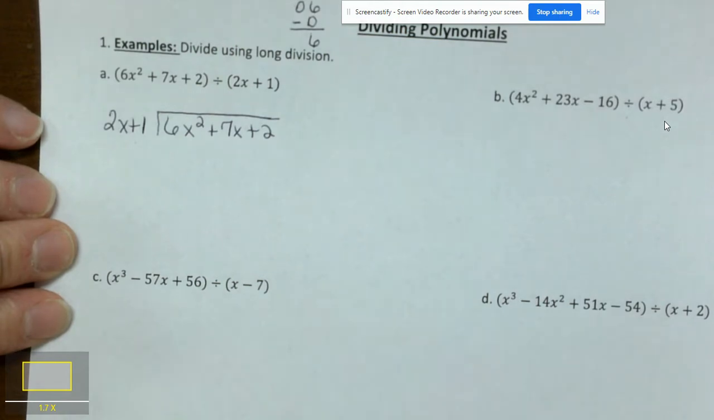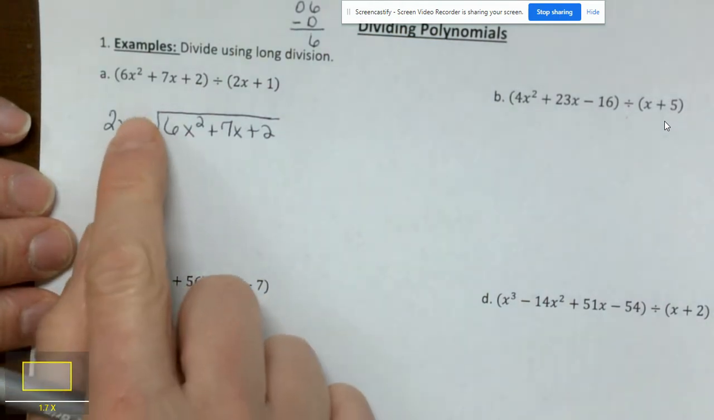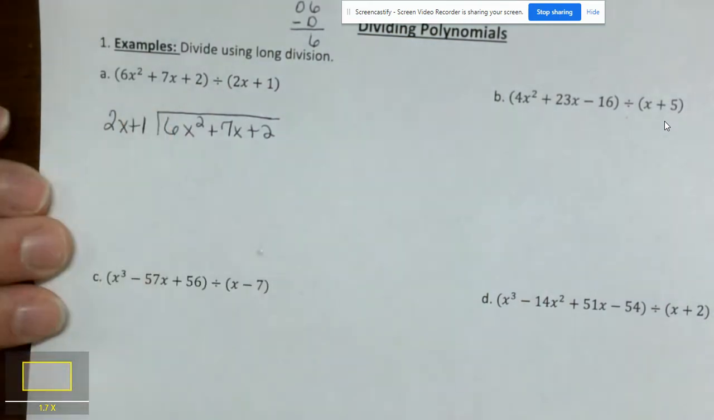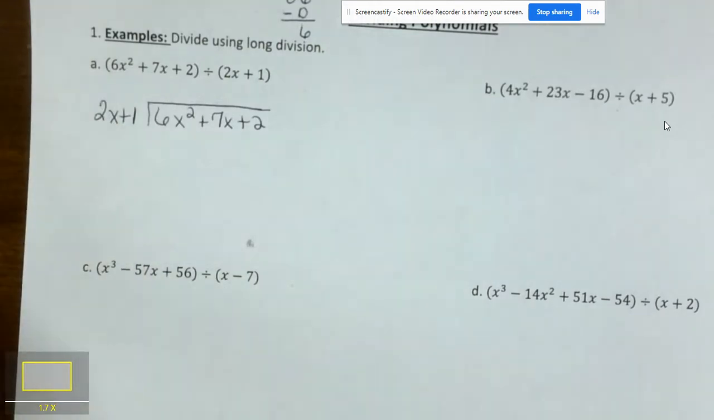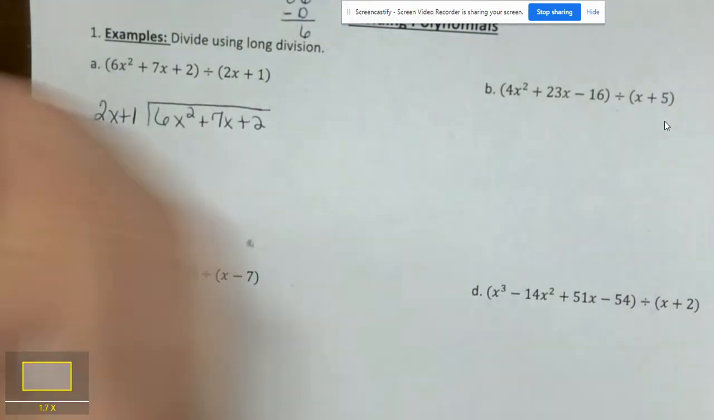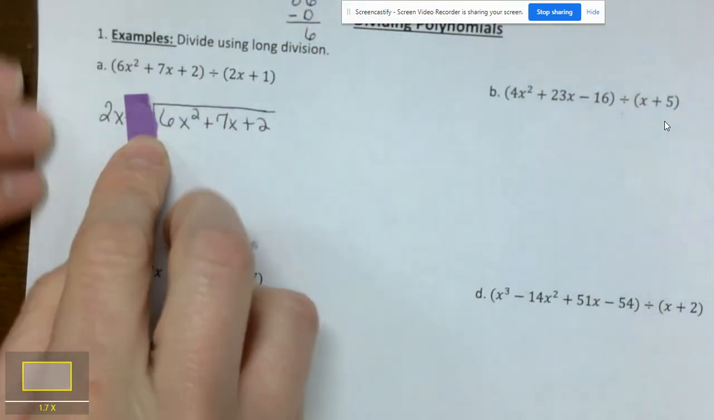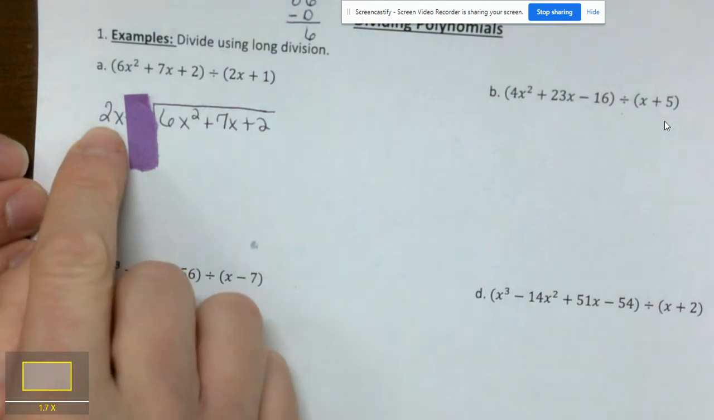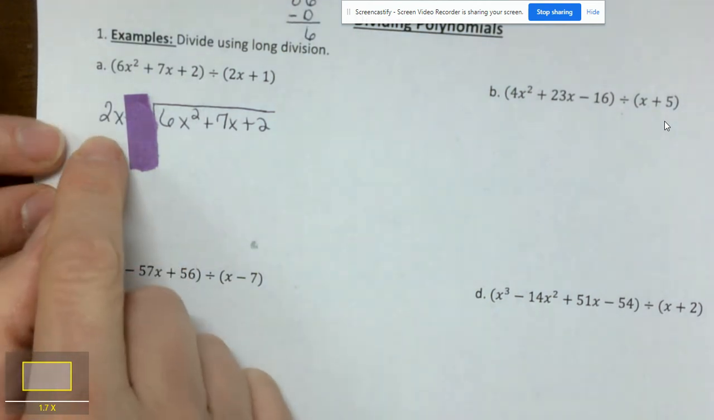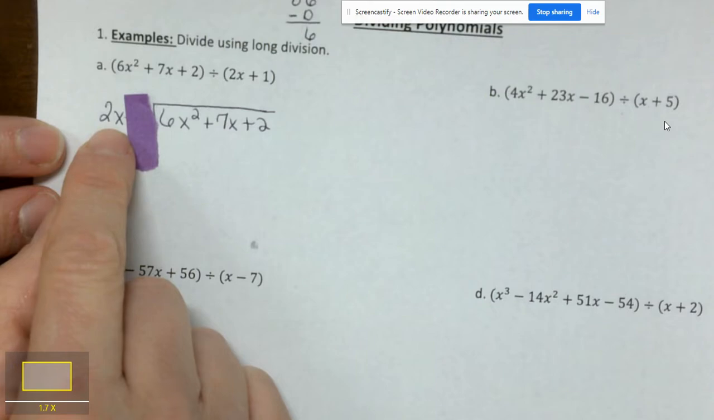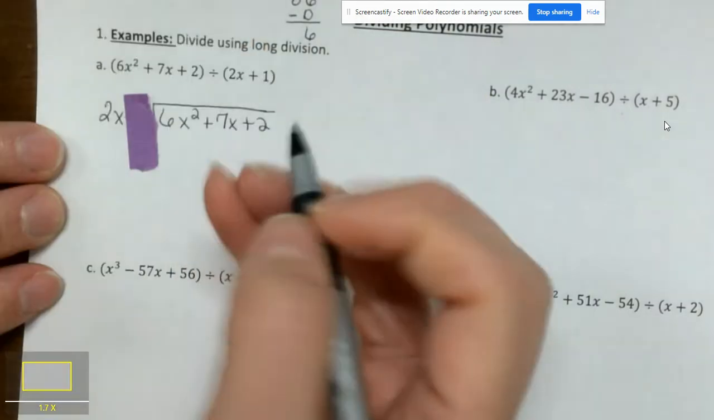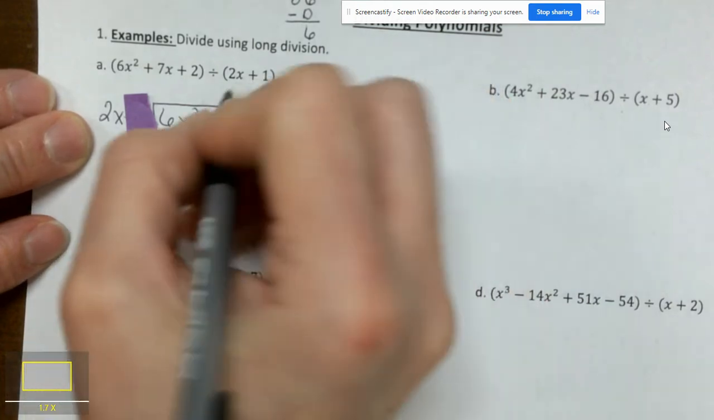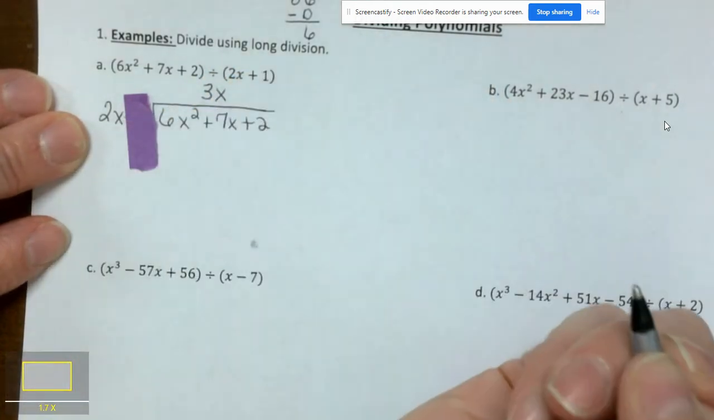Now, here's the kind of the difference. You're kind of going to ignore this plus 1 to start with. So I am going to actually take a piece of paper and just kind of put over it here. Let me make it small enough. So I'm going to kind of ignore that for a minute, okay? And let's just look at this 2x. Okay, you're going to ask yourself, what do I multiply 2x by to get 6x squared? Well, that would be a plus 3x. So I'm going to put 3x right there.